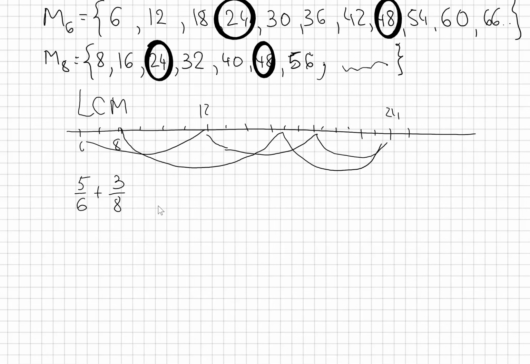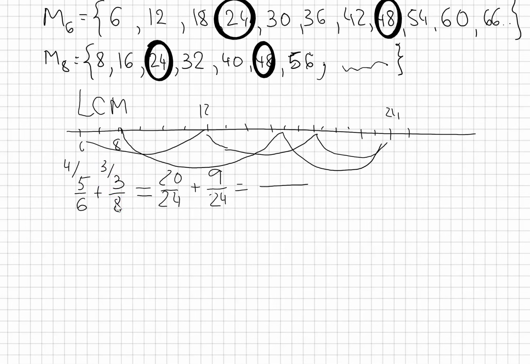How do we write the equivalent fractions? I'm going to multiply both the numerator and the denominator by what number to get a 24 here? By 4, right? And by what number am I going to multiply them both to get the 24 here? By 3. So 4 times 5, 20, over 4 times 6, 24, plus 3 times 3, 9, over 3 times 8, 24.